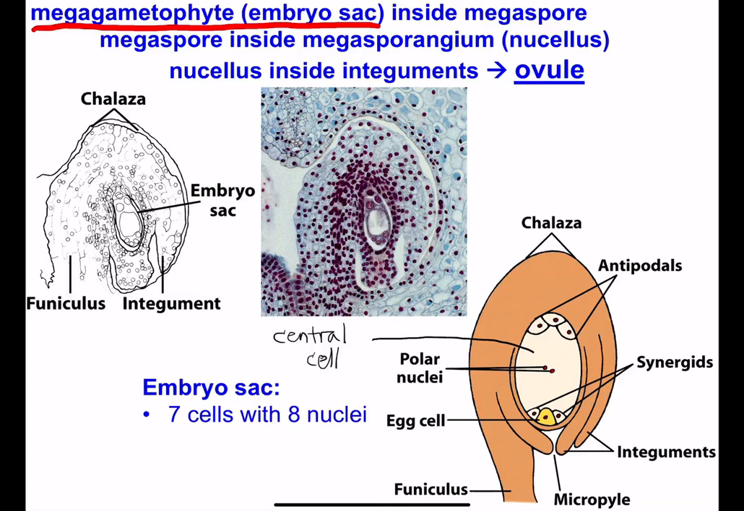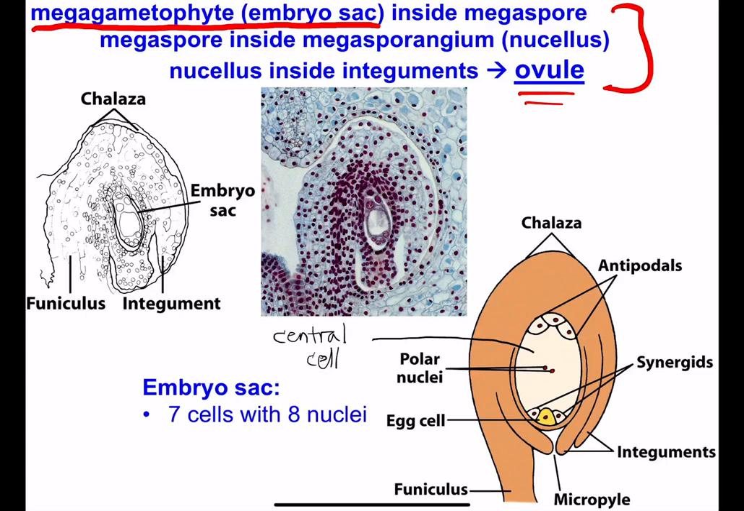It stays closed, just like everything here really does. The megasporangium stayed closed and everything kind of stays attached to itself, it seems like. The megaspore was inside of the megasporangium, and the nucellus is inside of the integuments, and all of this together is what an ovule is.